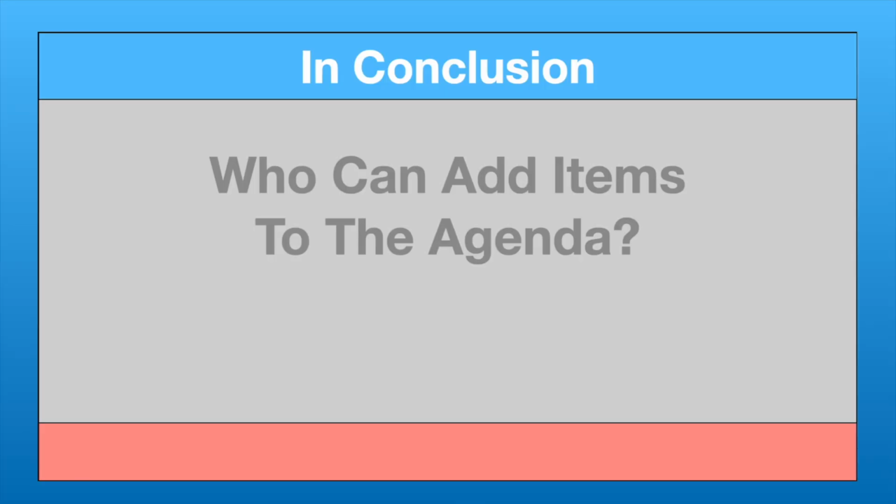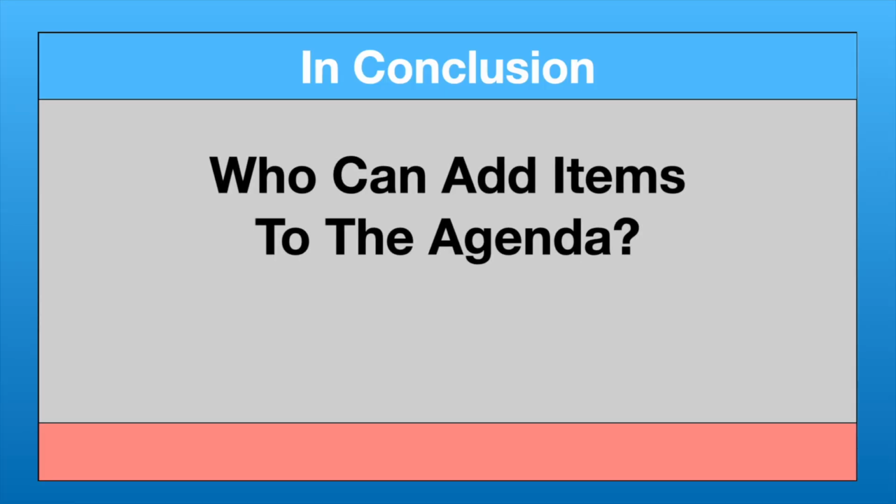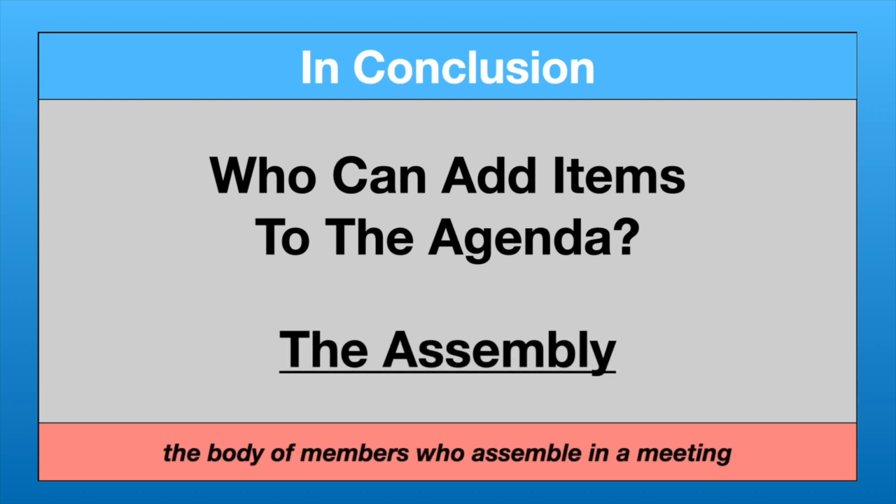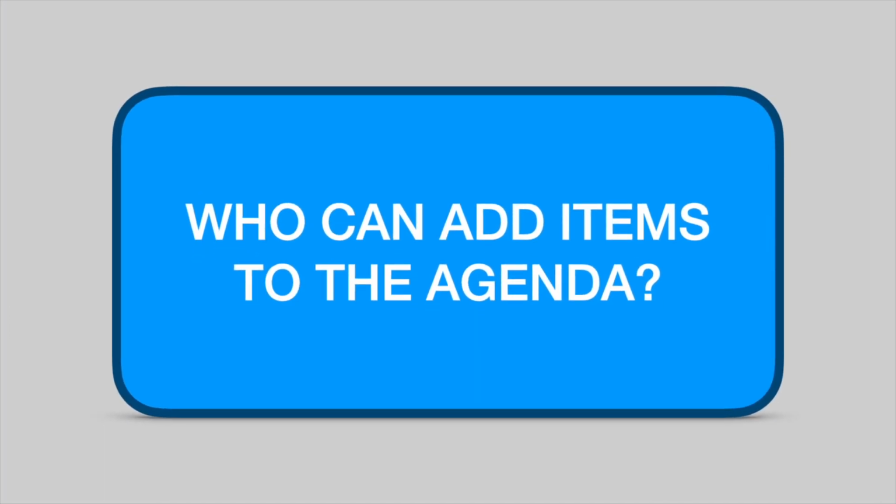Now, in conclusion, who can add items to the agenda? The Assembly. That is, the body of members who assemble in a meeting. That covers who can add items to the agenda.